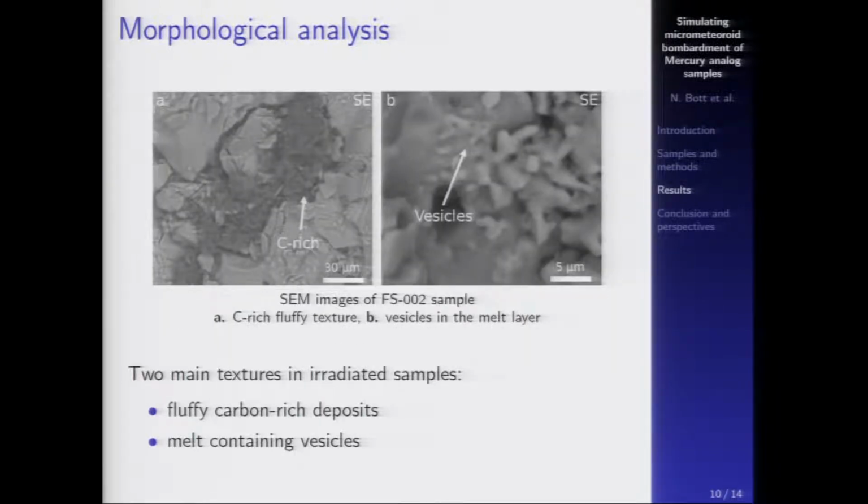Now if we look at the morphological analysis with the scanning electron microscopy, we can identify two main textures: on the left, a carbon-rich fluffy deposit, and on the right, a melt containing vesicles, these small holes in the melt. So these are the two main textures in the irradiated samples.